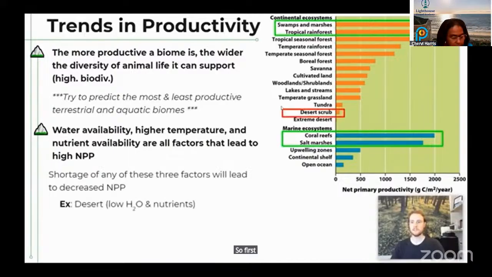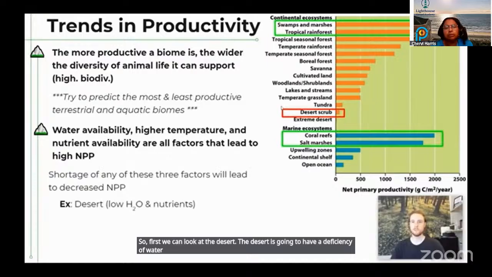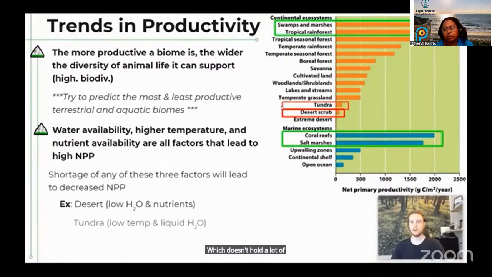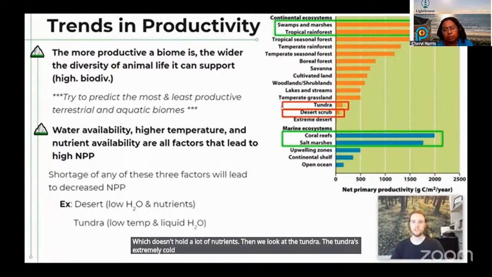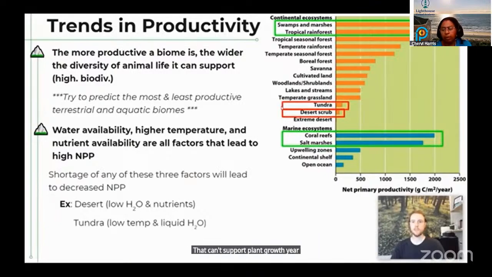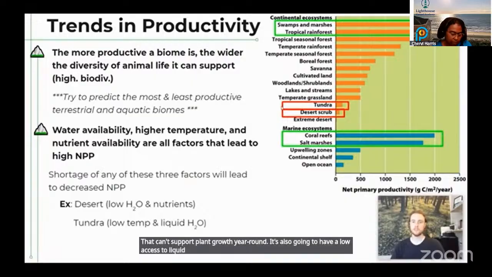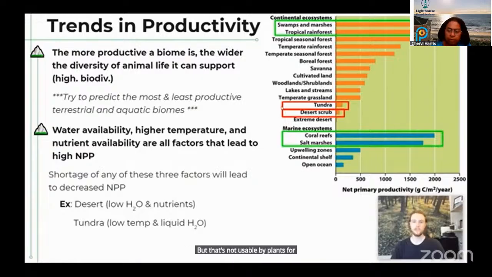So first we can look at the desert. The desert is going to have a deficiency of water, and it's also going to have a deficiency of nutrients because the soil is extremely sandy, which doesn't hold a lot of nutrients. Then we look at the tundra. The tundra is extremely cold, and so the tundra is going to have a very low temperature that can't support plant growth year-round. It's also going to have a low access to liquid water. There's a lot of frozen water in the tundra, but that's not usable by plants for photosynthesis, so it's going to limit primary productivity substantially.